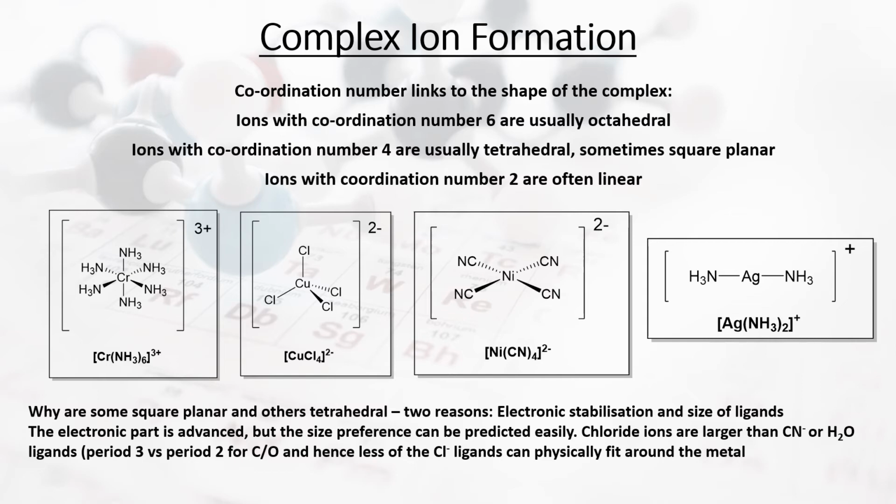And then if we have a smaller ligand, there might be a preference for it being a square planar molecule because we have smaller bond angles of 90 degrees. Whereas if we have a much bulkier, bigger ligand like the chlorine or the chloride anion, this will probably have a preference for being tetrahedral because there's larger bond angles of 109.5 degrees.